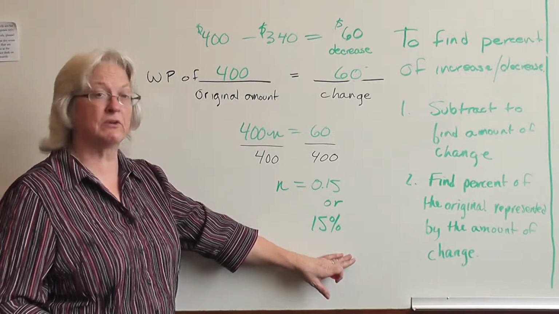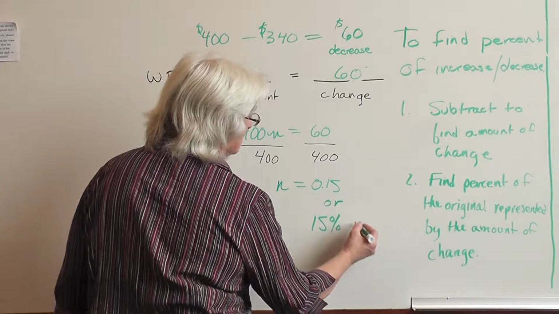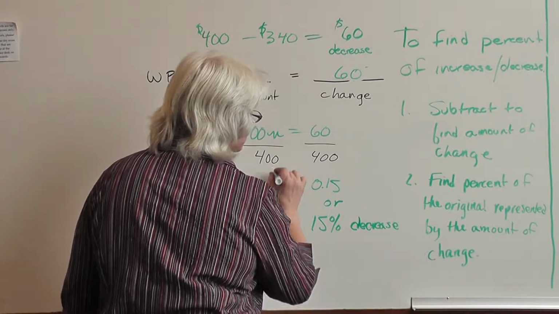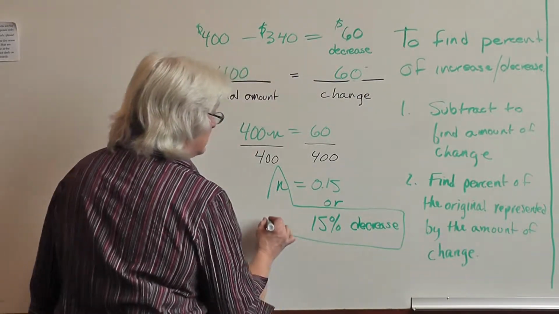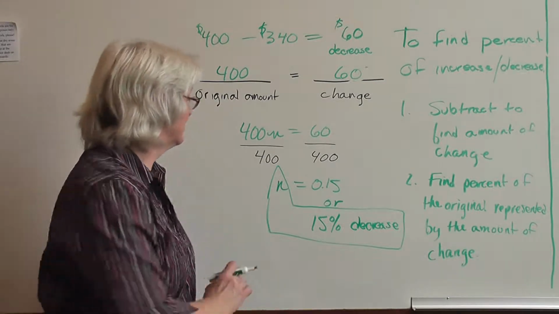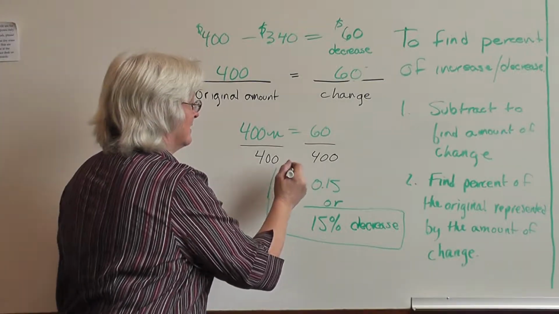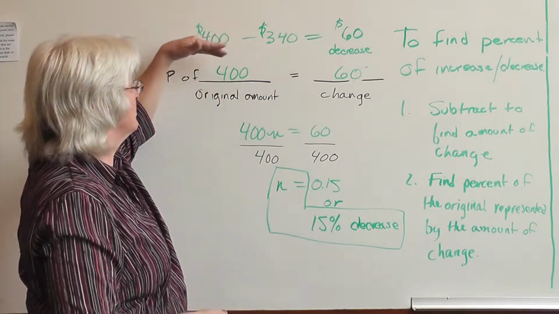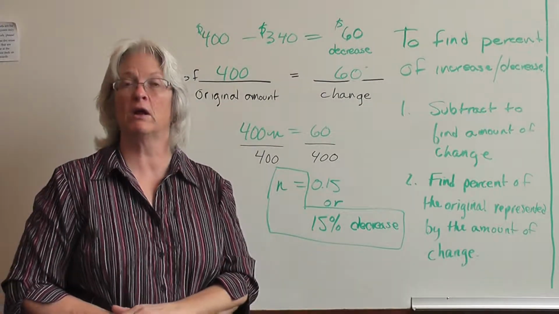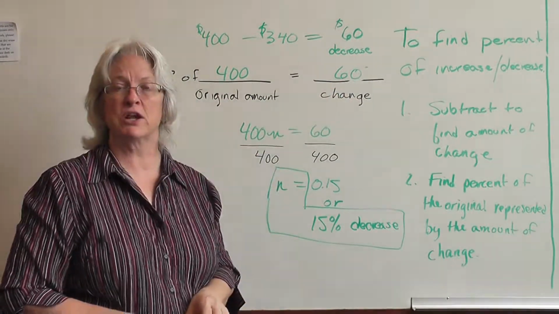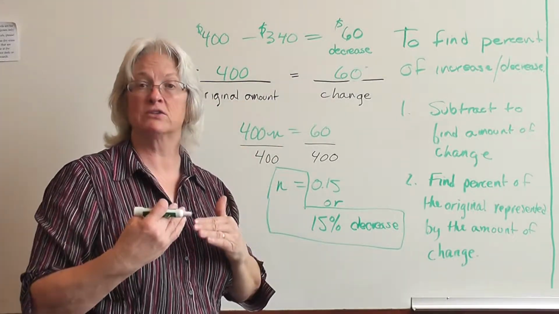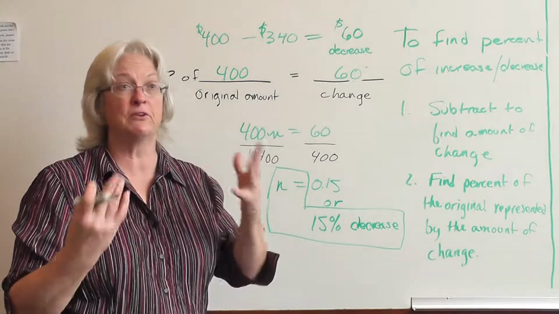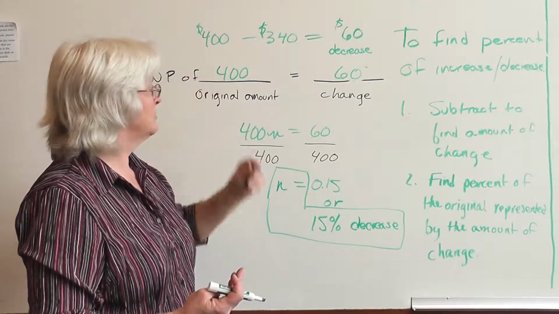If you just said n is equal to 15%, it would not be completely right because it's a 15% decrease. So make sure that you label your problems and your answer correctly. N is equal to a 15% decrease. When the number dropped from $400 to $340, that $60 change indicated that the price dropped by 15%. So perhaps this item had a sale going on. It said 15% off the original price.